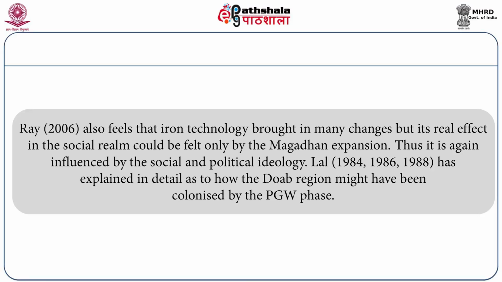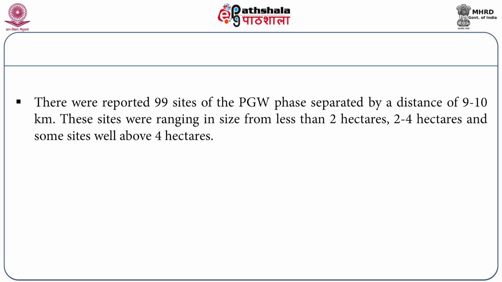Lal, who is another important scholar who has written several books and articles in relation to iron technology, has explained in detail how the Gangetic Doab region might have been colonized by the painted grayware people. There are more than 99 archaeological sites of the painted grayware cultural phase in northern India. These sites are separated by a distance of 9 to 10 kilometers. So clearly these people were spacing their settlements according to some yardstick. They felt that a certain amount of land was necessary for subsistence. Therefore, between each settlement they left certain space.